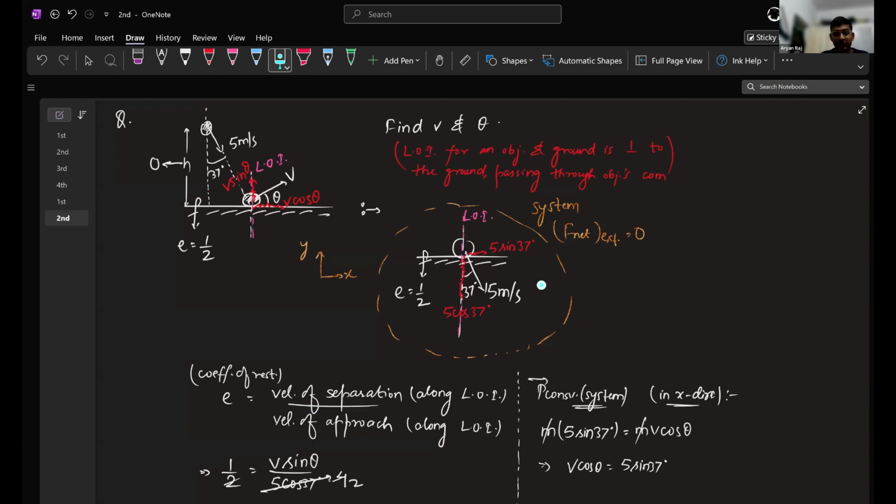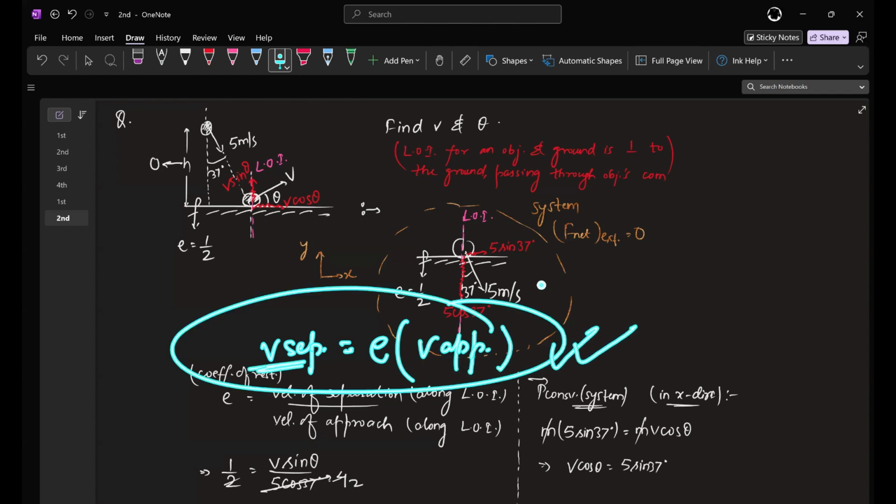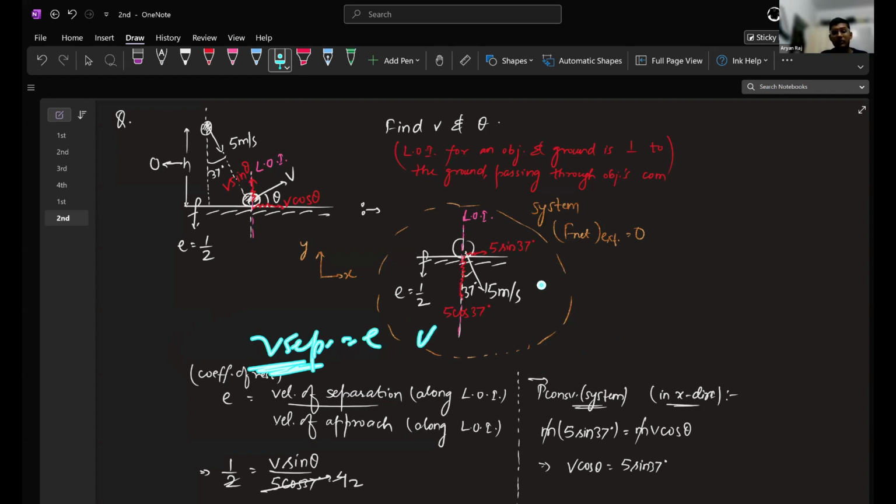Why? Because velocity of separation along line of impact is equal to e times velocity of approach along line of impact. Is that right? It means the velocity of separation and velocity of approach are not equal to each other because of this e factor. If e were equal to 1, a perfectly elastic collision, then the velocity of separation would be equal to the velocity of approach. That we have already discussed in the last lecture, right? The factor that does not allow velocity of separation and approach to be equal to each other is e.